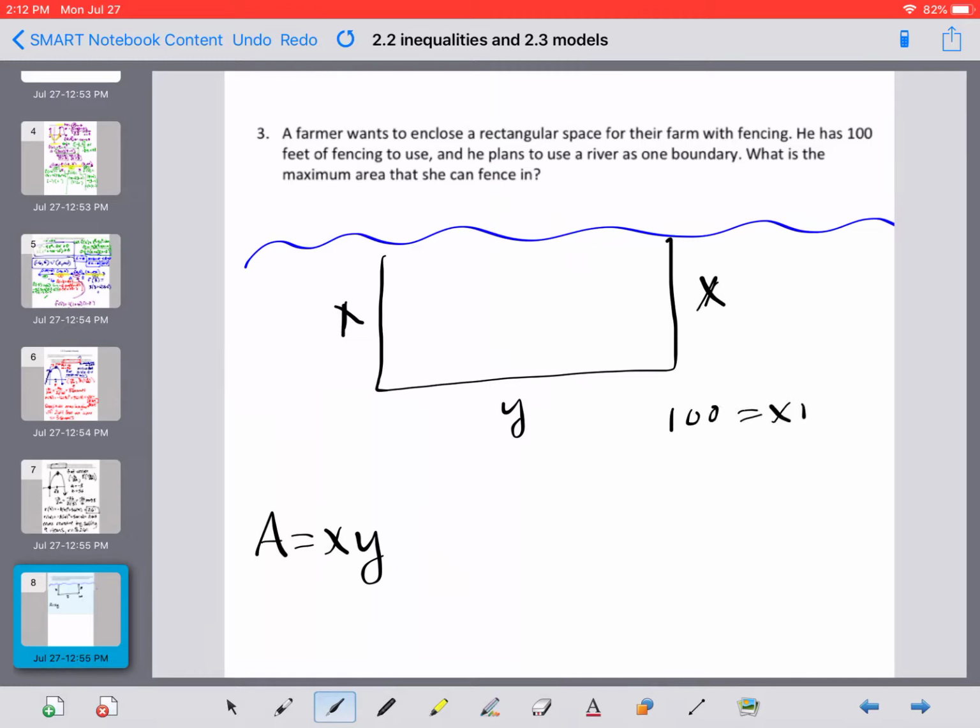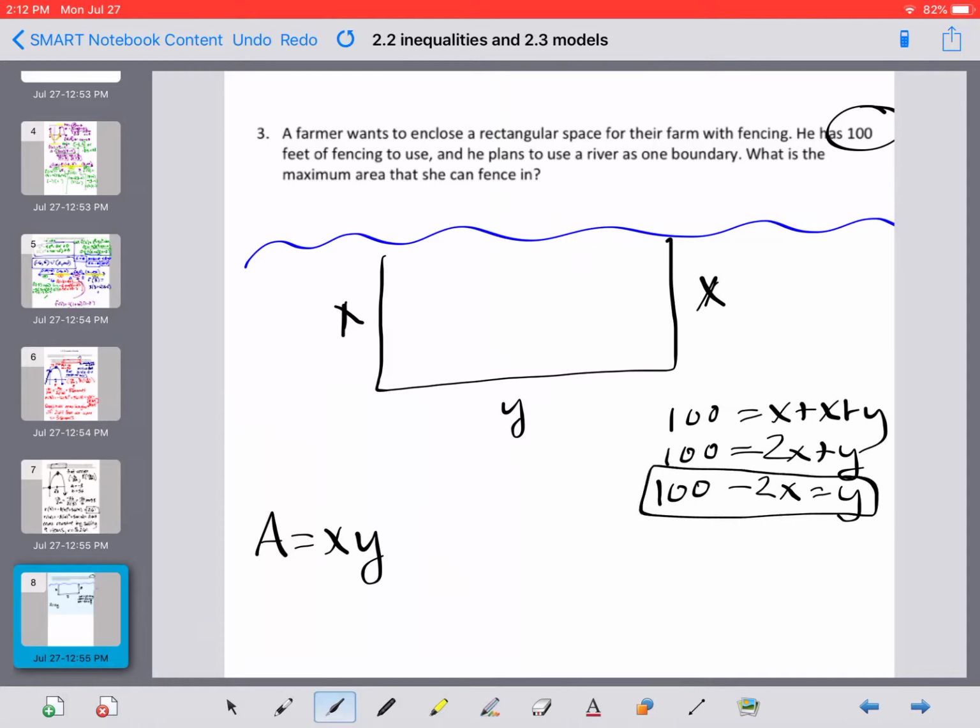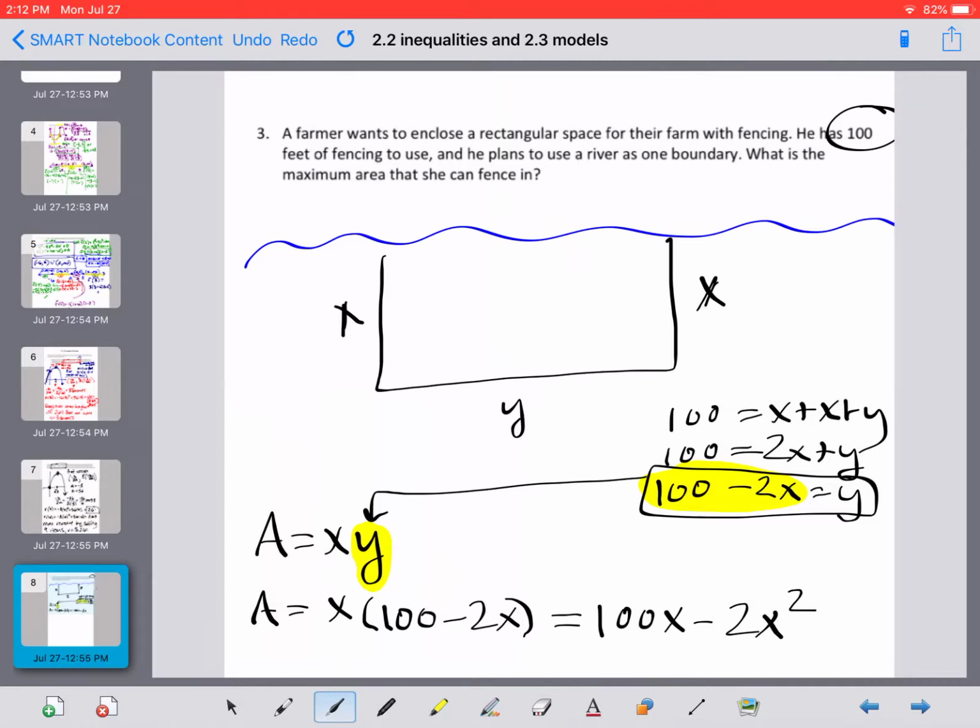Right? We know that 100 is going to be equal to x plus x plus y because he has 100 feet to use. That is 100 is equal to 2x plus y, which means we could rewrite this as 100 minus 2x is equal to y. So if I wanted to write this area function just in terms of x, I can replace this y value with this thing that it's equal to, 100 minus 2x. And now I can express this area function as x times 100 minus 2x. Or I can express it as 100x minus 2x squared.